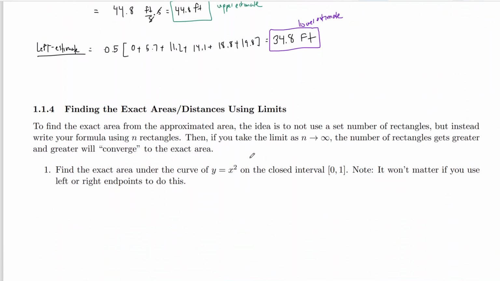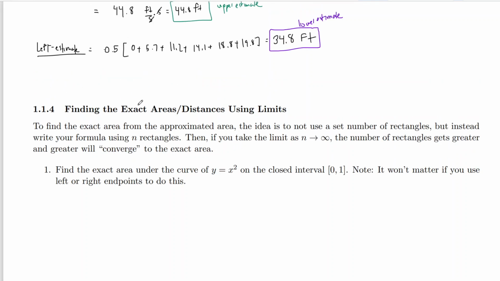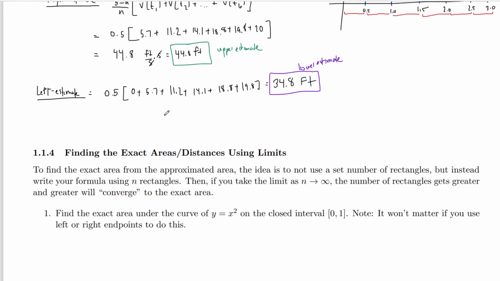However, what we're going to see is that when we want to find the exact areas or distances, when you have a function like y equals x squared, you're going to have to set up one of these left or right estimates. It's not going to matter which one. That's a very useful thing. But then you have to do the limit.